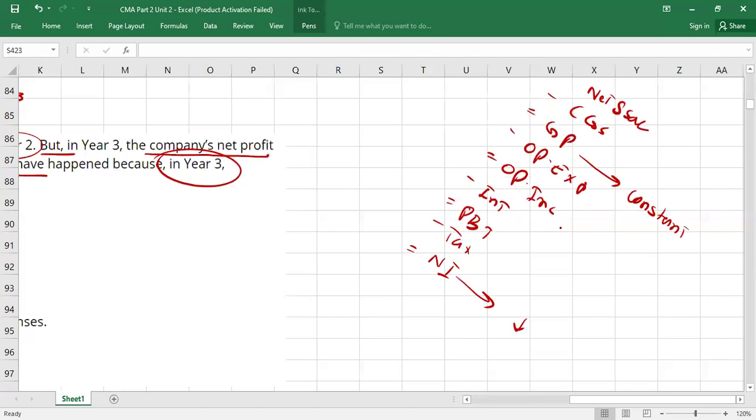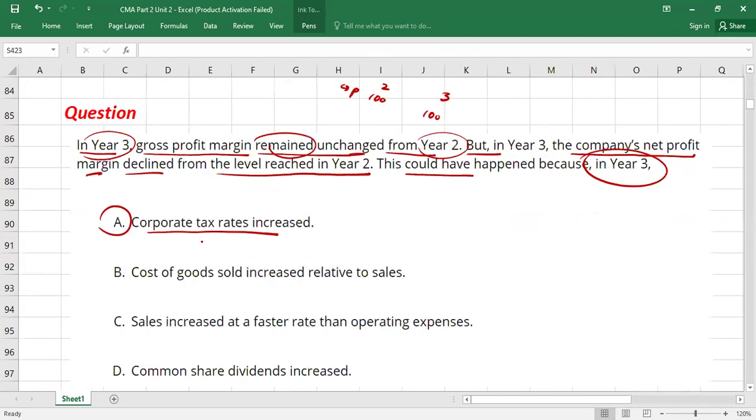Why? Obviously there are only 2-3 reasons. Maybe your operating expenses have increased. He didn't say anything about operating expenses so far in the first option. Or maybe interest has increased, or maybe tax has increased. If any of these 3 items increase, operating expenses, interest or tax, your net income will decrease, right or wrong? Because gross profit is constant. So here he told you that in year 3, the corporate tax rate has increased. Yes, it is your expense. If your expense increases, obviously your net income will decrease. So this is the correct option actually. This is the answer to the question.